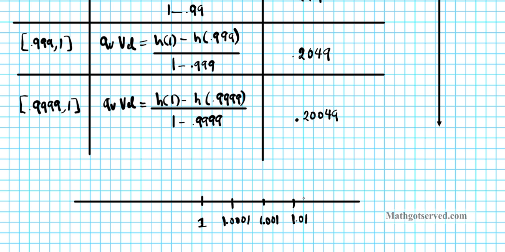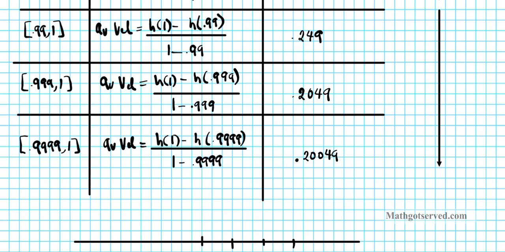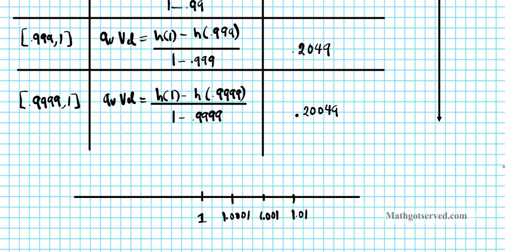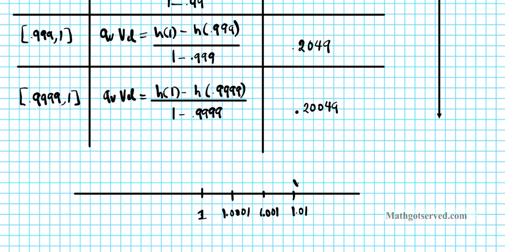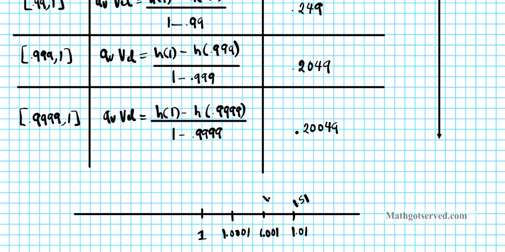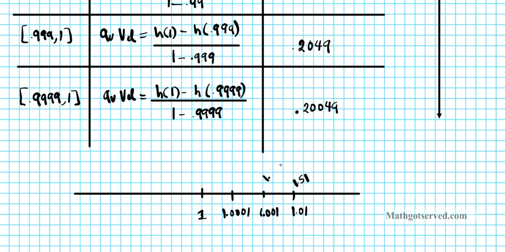So when we did that, the first one we had was 1.51, and then this value is 1.951, and then this value here was 1.9951. You see what this number is approaching? Can you make a guess what it's approaching? Well, let's go to the other direction, and then we can make a more informed guess.